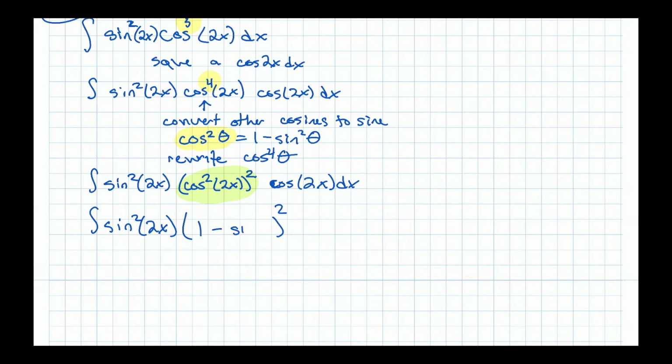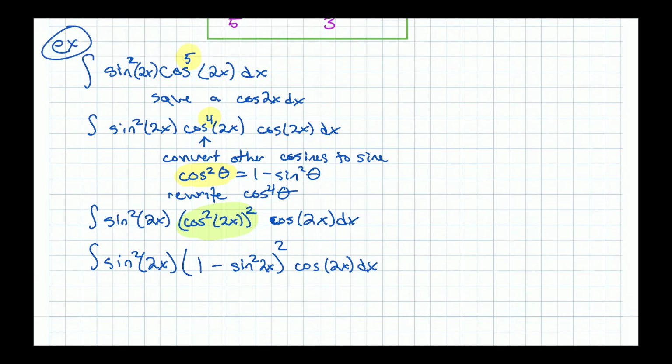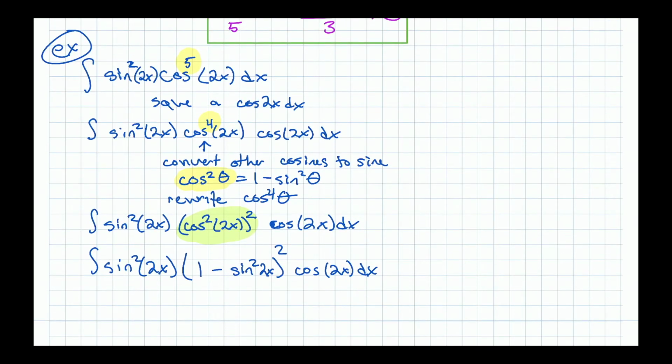So we have 1 minus sine squared theta. Actually, it's not theta. It's 2x. Like that. And then we have a cosine 2x dx. All right. So there we go. That extra second power, or the fourth power, was an issue. If it was a sixth power, we would have even more of an issue, but it's not, thankfully.